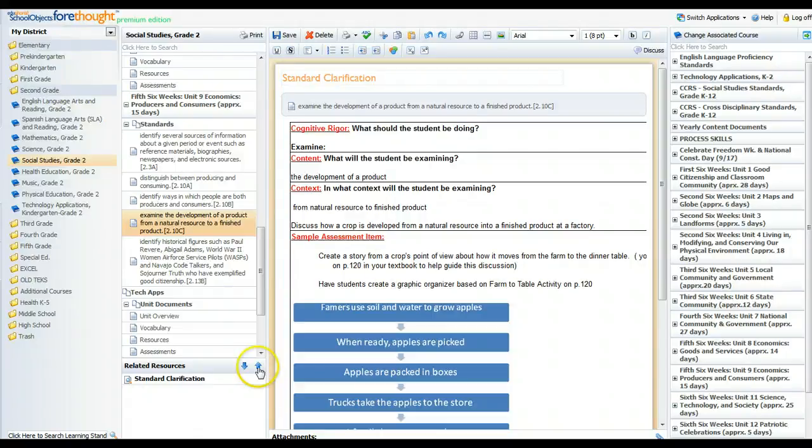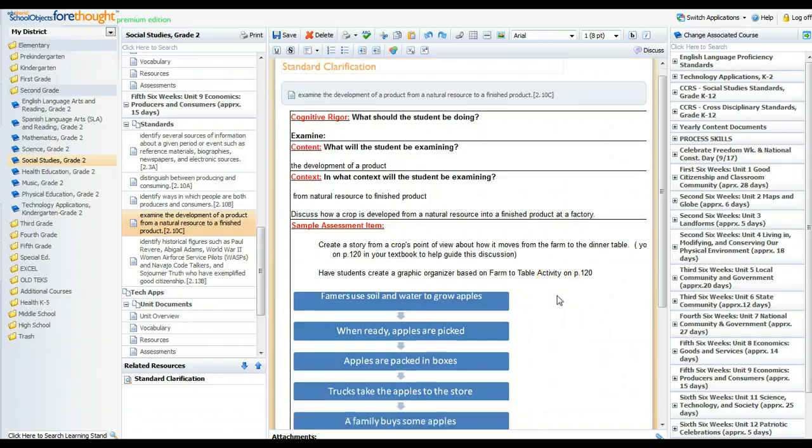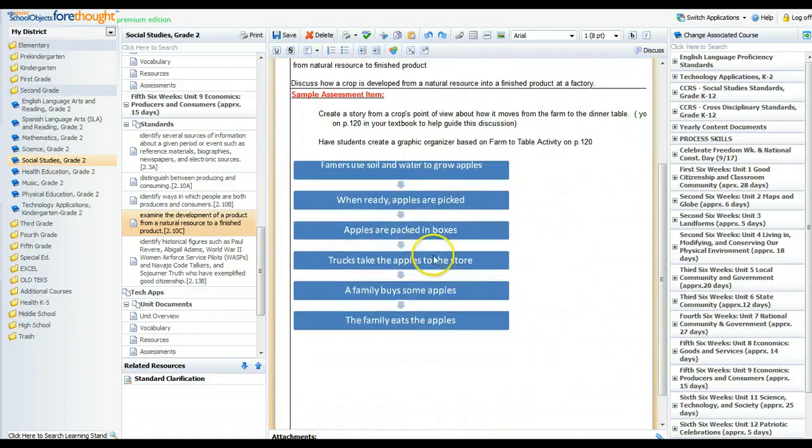You could use page 120 in your textbook to help guide this discussion. Have students create a graphic organizer based on the farm to table activity on page 120. And here I have an example for you. So you can spend several days on how this would happen. How do things go from the farm to your dinner table? And you could talk about different items.